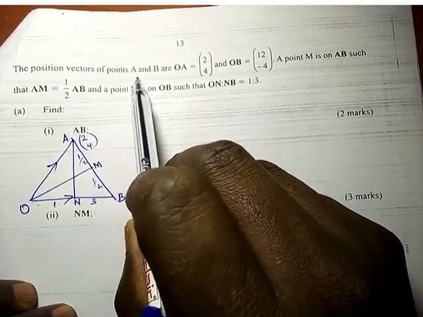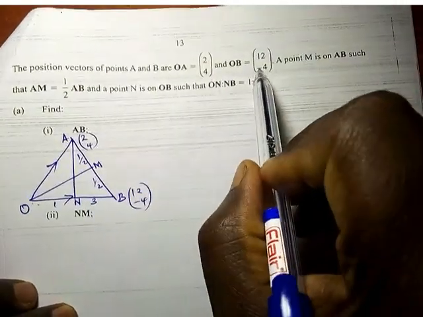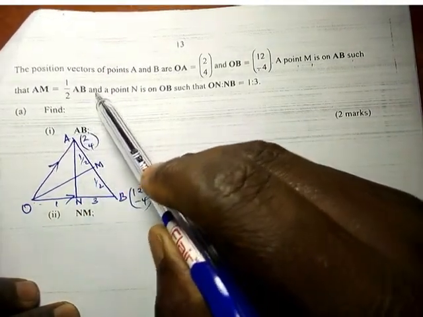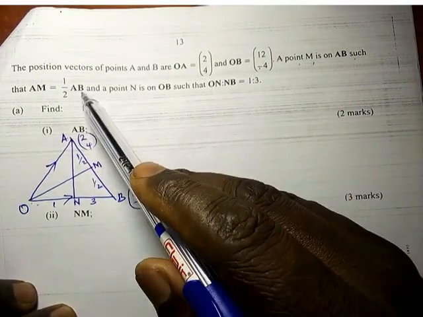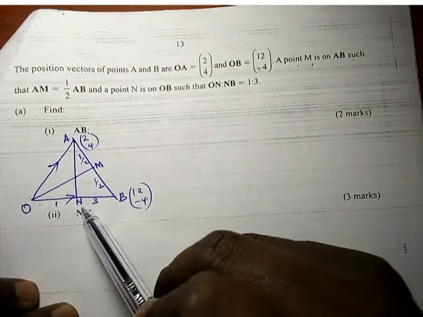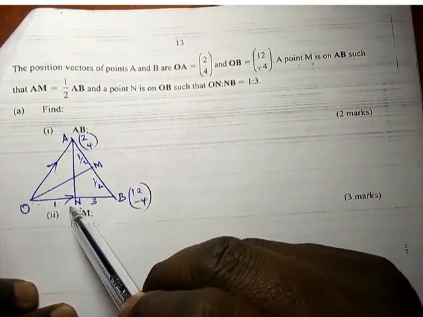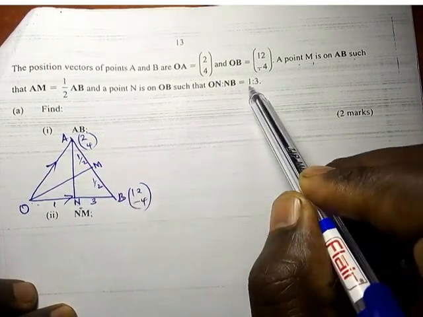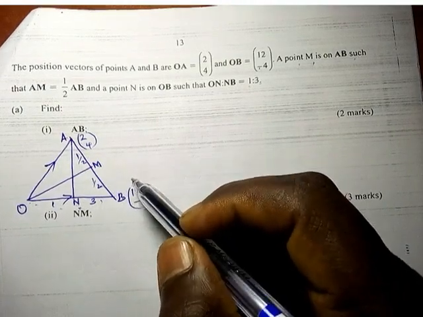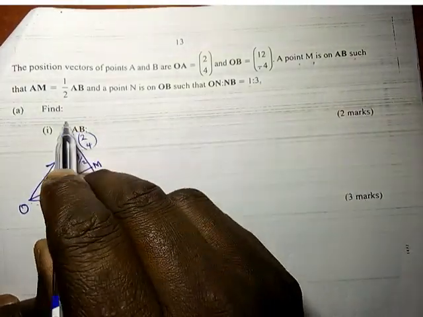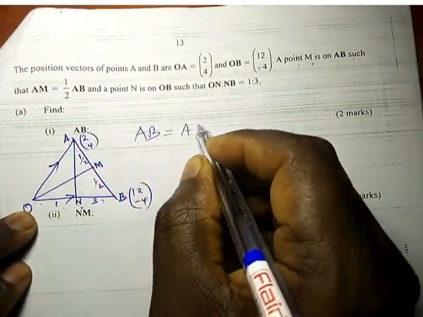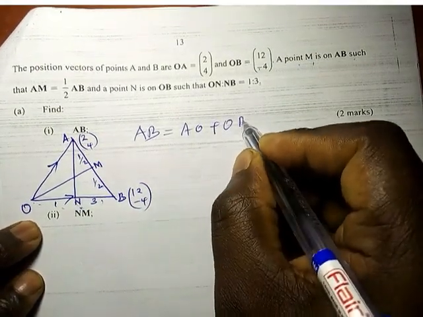The position vectors A and B are this. A point M is on AB such that AM is a half of AB, that is 1 over 2. And point N is on OB such that ON to NB is 1 to 3. So this sketch, you are the one to draw it so that you can use it. So find AB. So AB, that is AO plus OB.